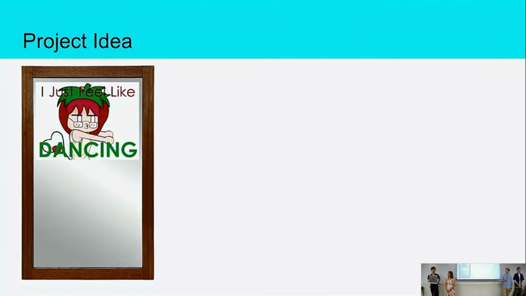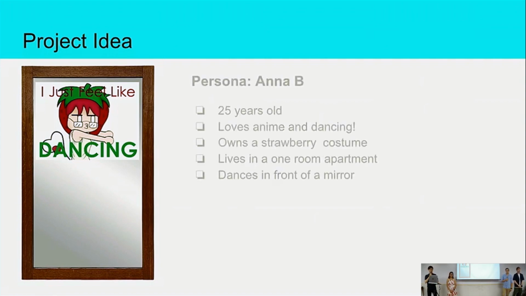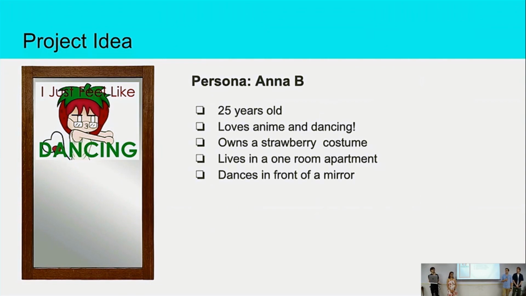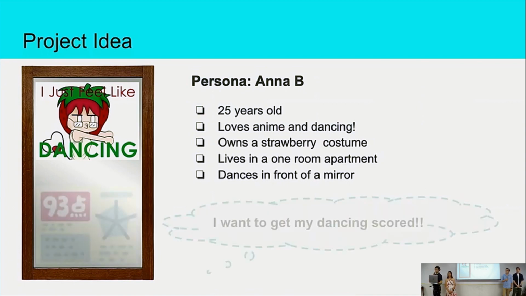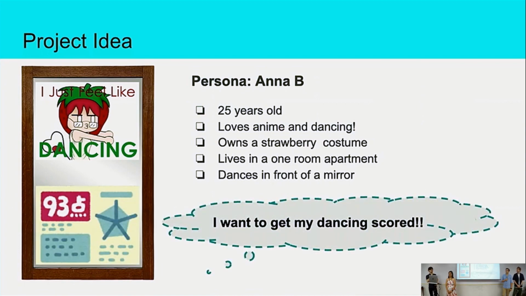Do you like to dance while you're at home in front of a mirror? Because if you do, you're like Anabi. She's 25 years old, loves anime and dancing. She owns a strawberry costume, as you can see. She lives in a one-room apartment, and she dances in front of a mirror. So what does she think? She wants to get her dancing score.